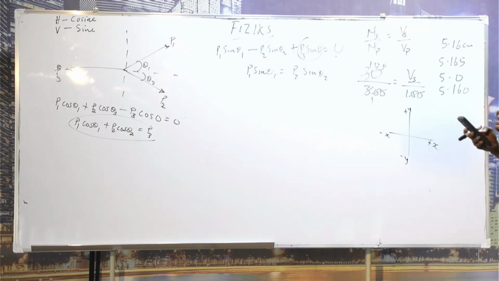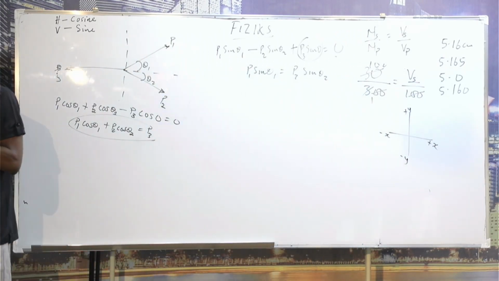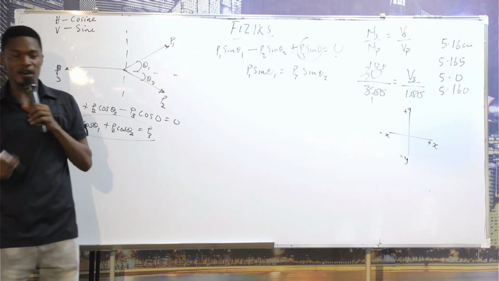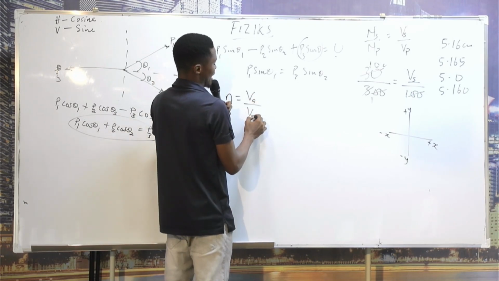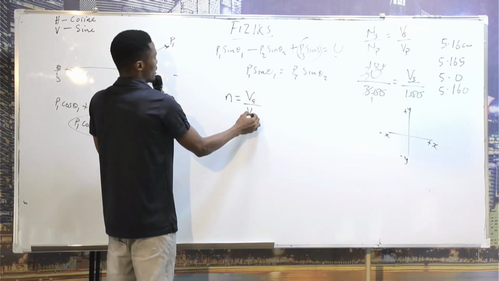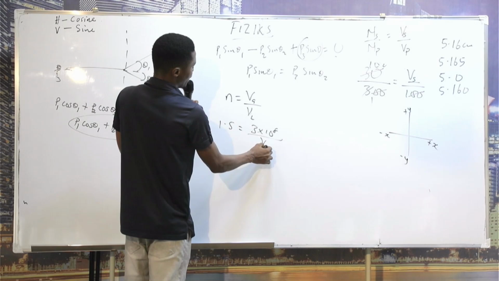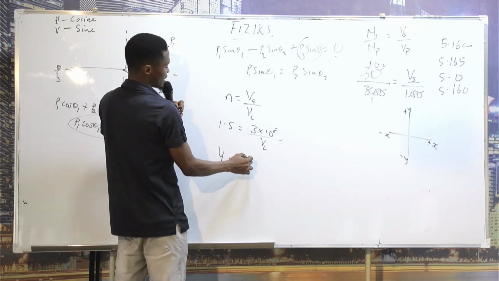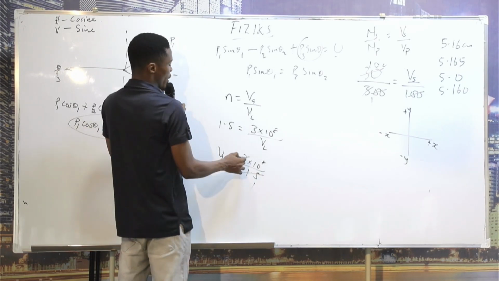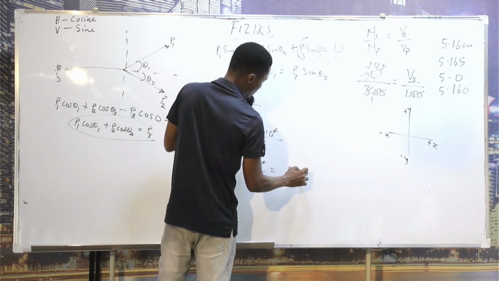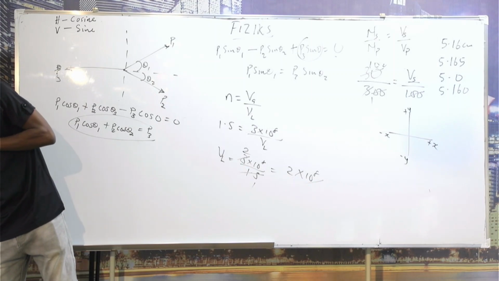Okay, the refractive index of a liquid is 1.5. If the velocity of light in vacuum is 3 times 10 power 8, the velocity of light in the liquid is what? I will tell them that any refractive index is speed in air over speed in glass or that liquid. 1.5 is equal to 3 times 10 power 8 over speed in the liquid. So V in the liquid is 3 times 10 power 8 over 1.5. 1.5 here is how many? 2. So you have 2 times 10 power 8. Is it there? Next question.